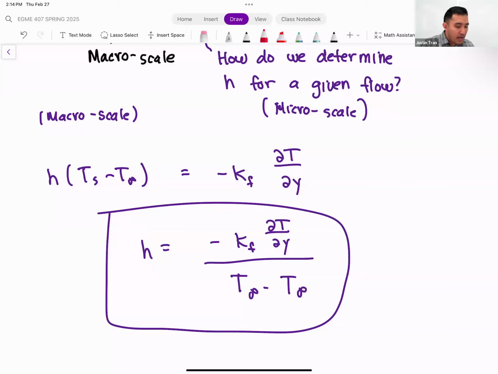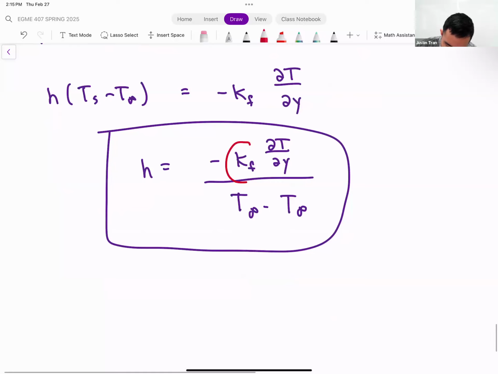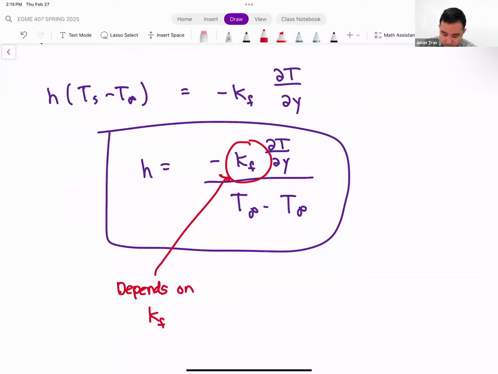This is not how we're going to compute h, because it's really impossible to do this. But the reason I brought this up is I want to show you some of the factors that go into how we determine h, right? On the one hand, we can see that h is going to depend on the thermal conductivity of the fluid. The other thing it depends on, partial T partial y, is a property of the boundary layer.